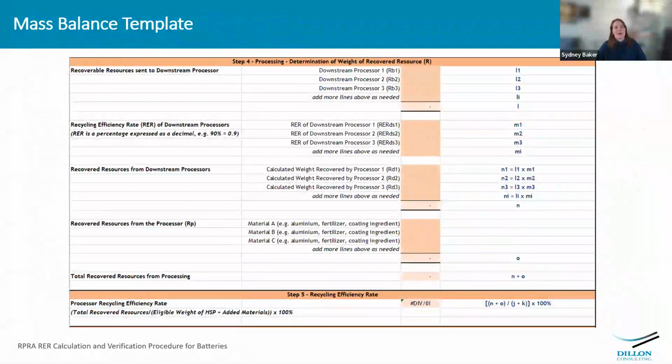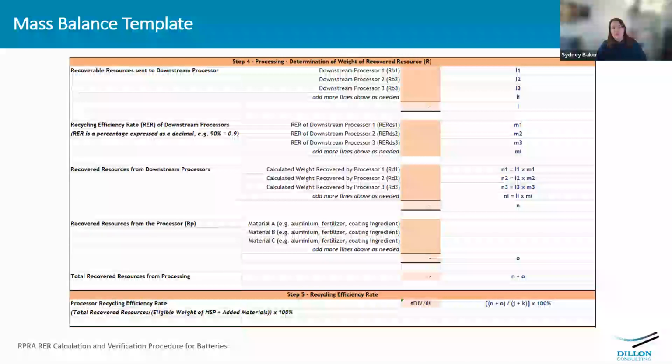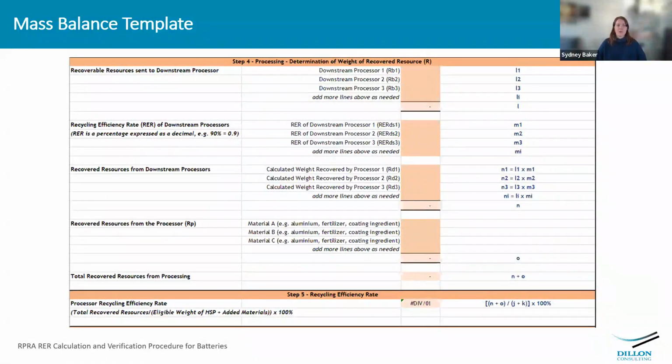And then again here, I just want to highlight that we have the mass balance template, and it goes through this piece of the procedure as well for determining the RER. You put in the weight of recovered resources and recoverable resources sent to each processor, and then you put in their RER, and it'll calculate the weight of recovered resources for each of those processors, and then calculate the total RER. So just highlighting that this tool has been created and exists for processors to use when going through this process.